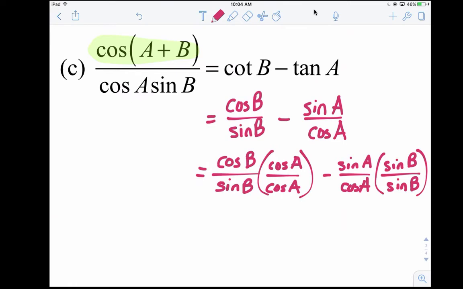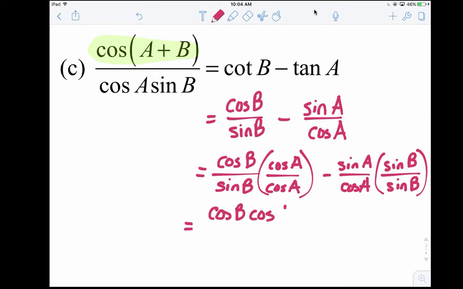Okay. Now because you have cosine of B times cosine of A, you can't make that cosine squared because technically they are different angles, A and B. If they were the same variable, then yes, you can make a cosine squared. But because they are different letters, that means that they're different angles, and you wouldn't be able to make that cosine squared.